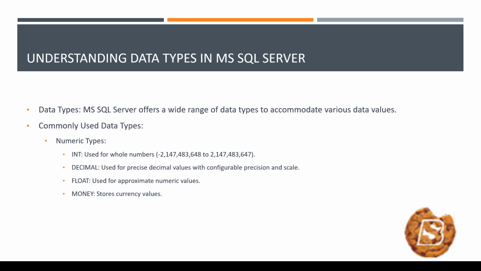Now, we have also covered the data types in SQL Server. Here, we have categorized them based on their types. For example, numeric types consist of integer, used for whole numbers; decimal, used for precise decimal values with configurable precision and scale; float, which is used for approximate numeric values; and then money stores currency values.